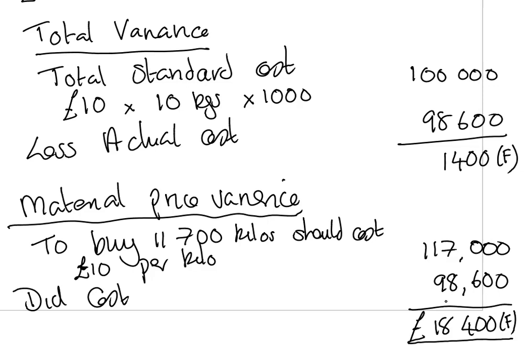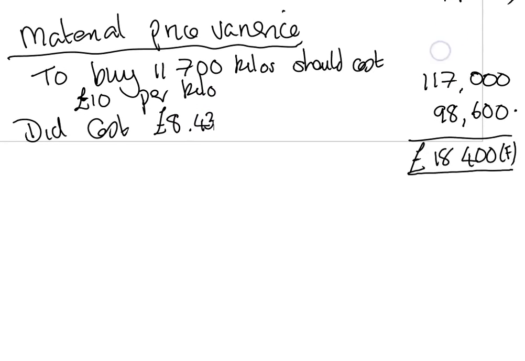We can work out how much we paid for it. We just take 98,600 divided by 11,700, and we actually paid around about £8.43, a significant saving. Let's look at the material usage variance.